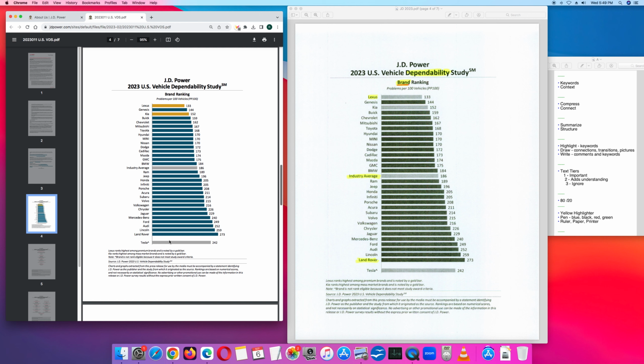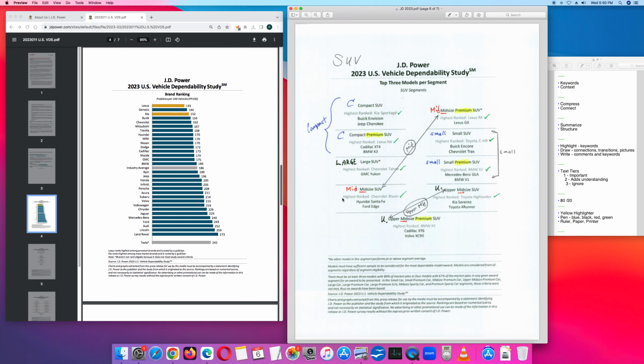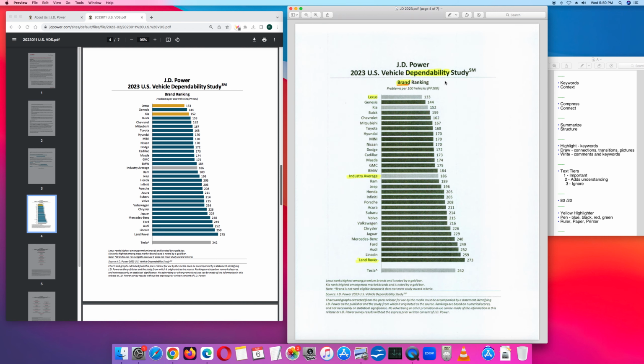So here's a chart, and I highlighted dependability. So I'm thinking, okay, this is about dependability. There's actually 4 pages of charts. Let me show you here. This one, this one, this one, and this one. So I need to know what each chart is about. That's the most important thing.